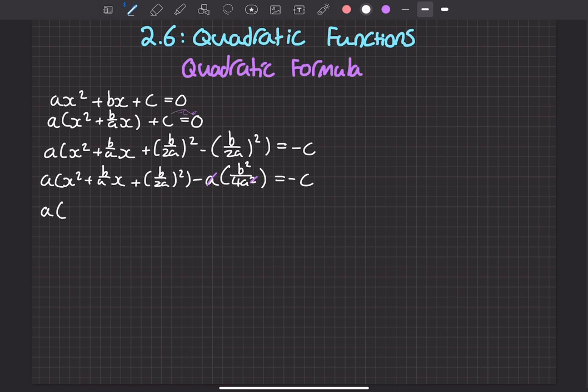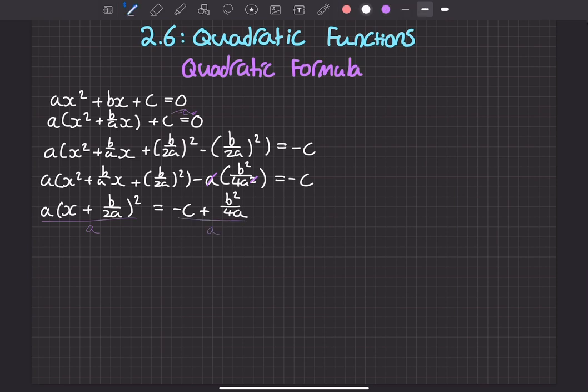Now you just want to complete the square here, and you do this by x plus b over 2a squared, okay, equal to minus b squared over 4a equals minus c. And you know what? Let's actually bring over the b squared over 4a, so minus c plus b squared over 4a. And the next step here is to just divide both sides by a.